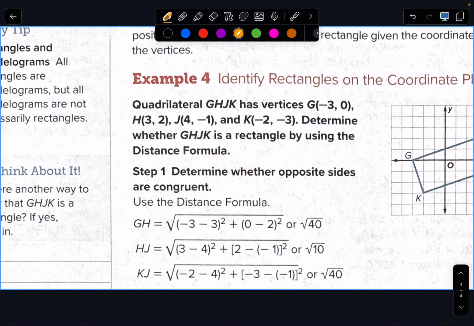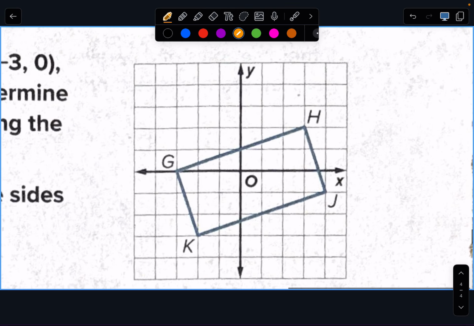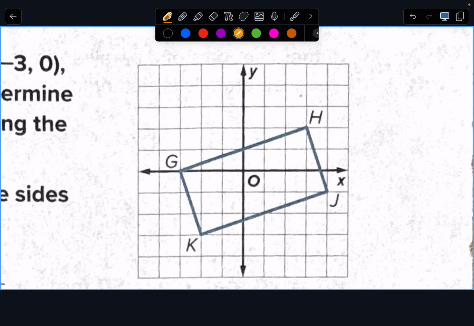Okay. Now, it was going to be Friday, so now it'll be Tuesday. We're going to talk about in a coordinate plane how to determine if we have different quadrilaterals. If I found slope, what would be true about the slope of GH and HJ? If they're perpendicular slopes, what would they be? Opposite reciprocals.